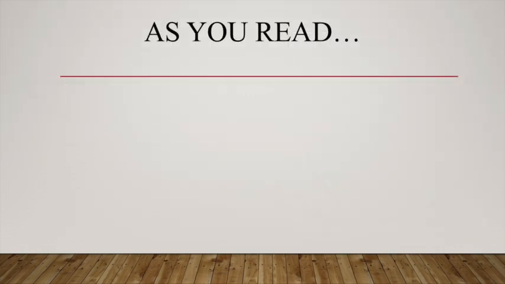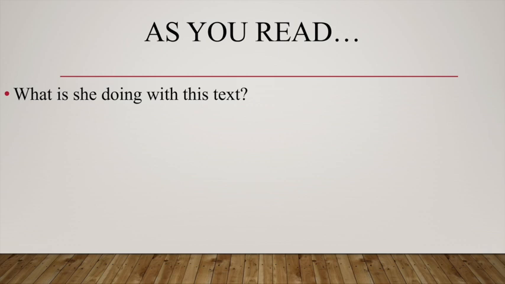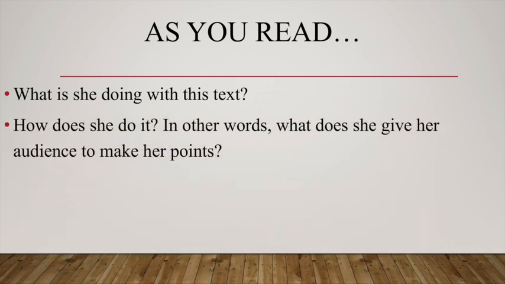Before you do that though, as you read, let me give you some kind of guiding purpose points, for lack of better words, that might help you engage with the annotations and highlights. The first is, what is she doing with this text? So think about what her purpose is. What is she doing? What is she communicating with this text? How does she do it? In other words, what does she give her audience to make her points? So it parallels very much with those questions, right? You're trying to think about what the central point is. You're trying to think about the evidence to support.